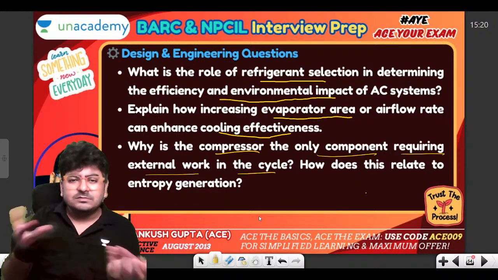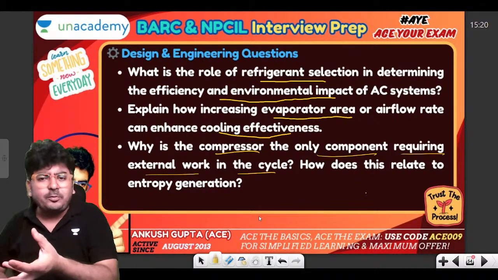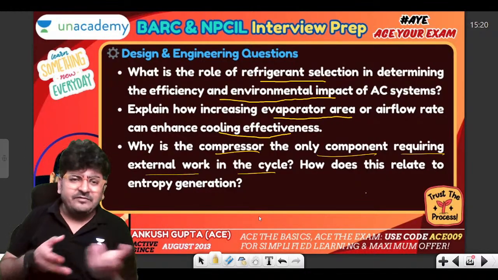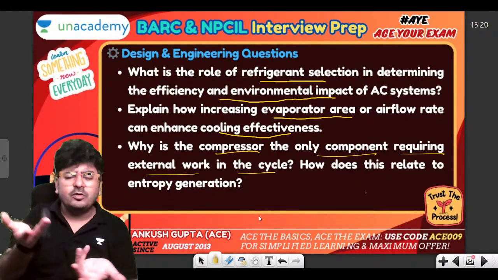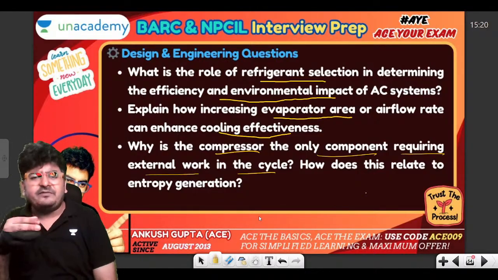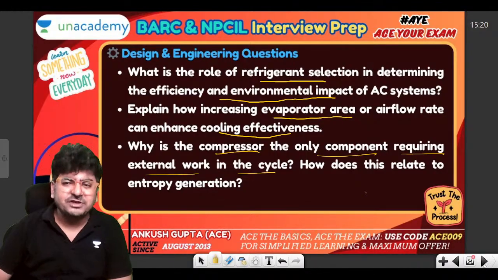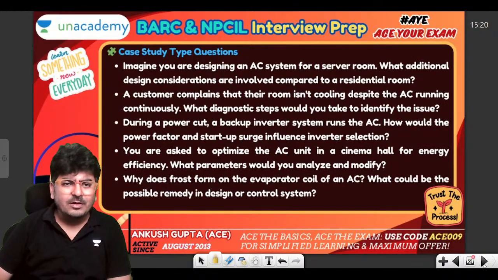Throttling is a simple process. It is just passing of a fluid through a narrow passage. We don't need any external work there. You know what the throttling process is. And so only in the compressor are we doing some external work. We are increasing the pressure. That's why. Okay. Case study type questions.